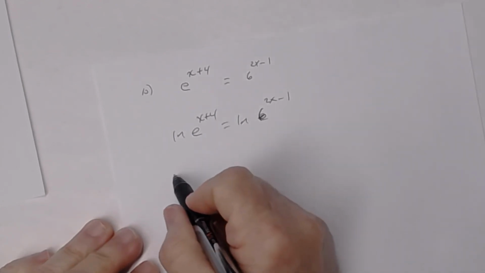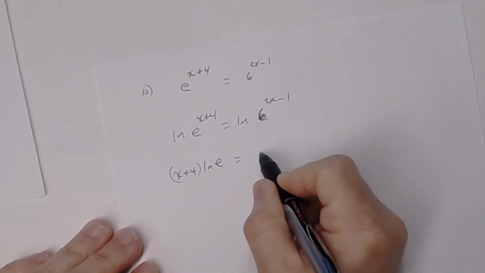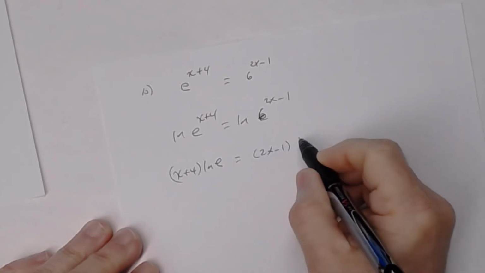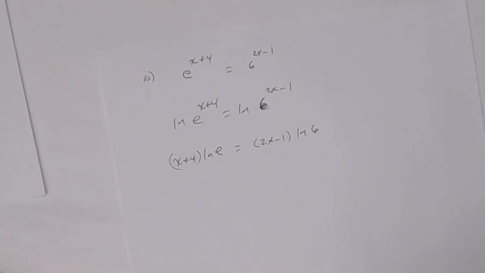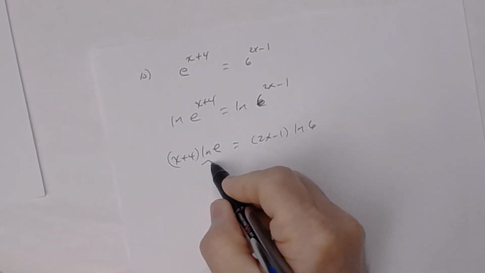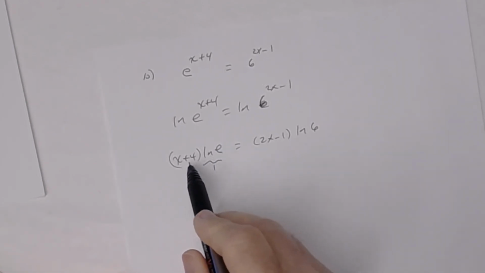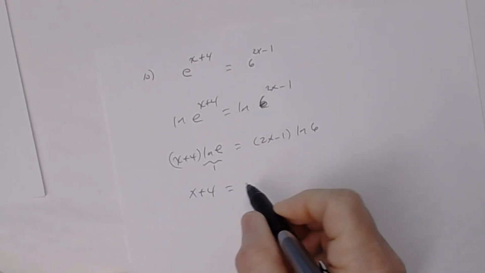So you're going to say x plus 4 times the natural log of e equals 2x minus 1, in parentheses, times the natural log of 6. We all know that the natural log of e is 1. That's 1 right here. And so x plus 4 times 1 is x plus 4. So I got x plus 4 equal.